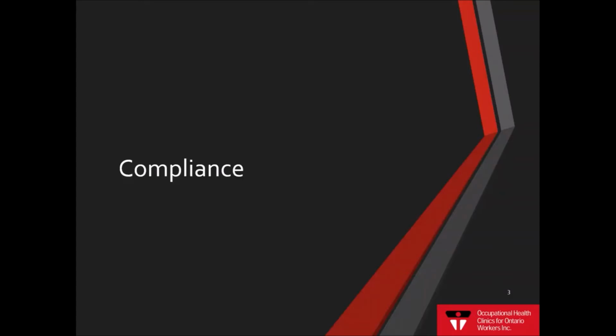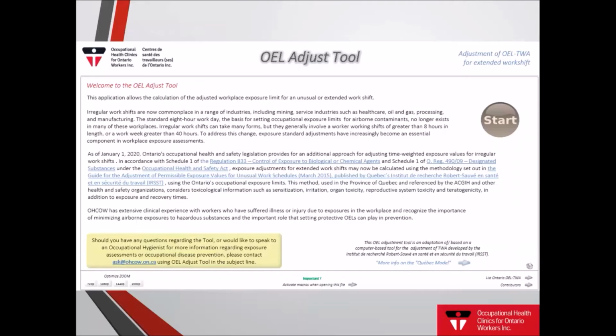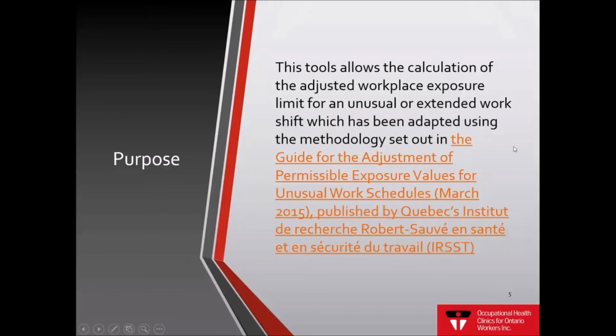So the version available right now only has the compliance piece, and here's what the front page of the tool looks like. It has a disclaimer, and then it has one start button. So the compliance side of the OEL tool allows for calculation of an adjusted workplace exposure limit for unusual or extended work shifts. Ontario accepted the methodology set out in the guide for the adjustment of permissible exposure values for unusual work schedules published by IRSST, which is outlined in March 2015. This method is used in Quebec, and it's referenced by the ACGIH and other health and safety organizations.